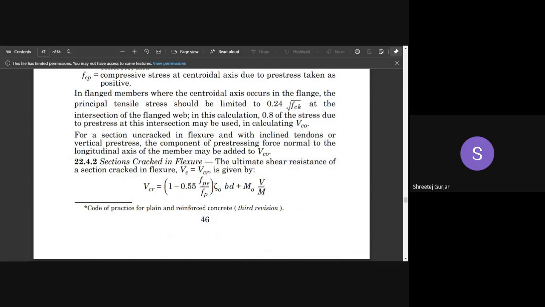Okay, section in cracked. For this particular case, we also have a different formula. You can read it, a big formula is there. So this is not tau, it is not tau naught. It is tau c. Okay, tau c.